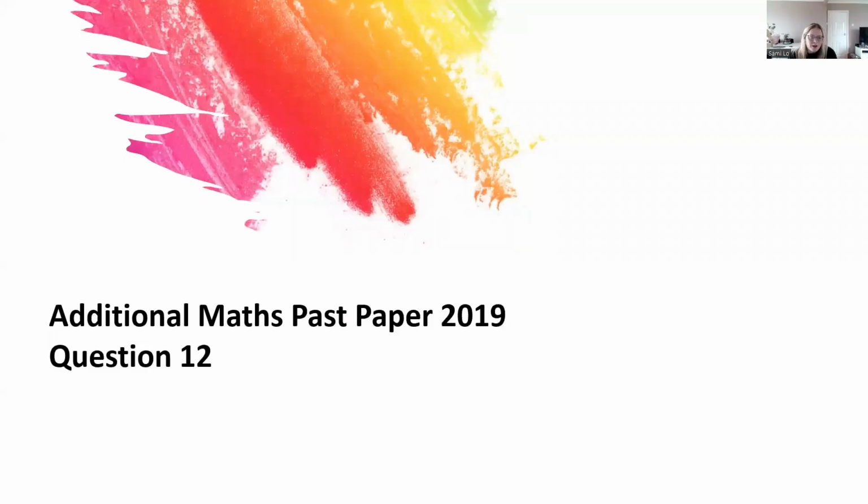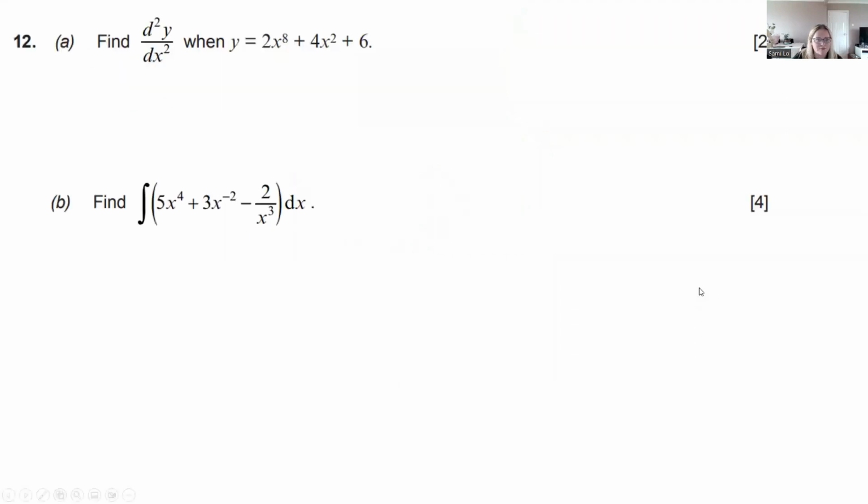On to question 12 of the additional maths paper 2019. Well done if you're still with us. Okay, so we're looking at differentiation the second time round, and we've also got an integration question. So the first one we're going to work out is the differentiation question. Don't be scared off when you see the two. It's a bit like what you did earlier with stationary points.